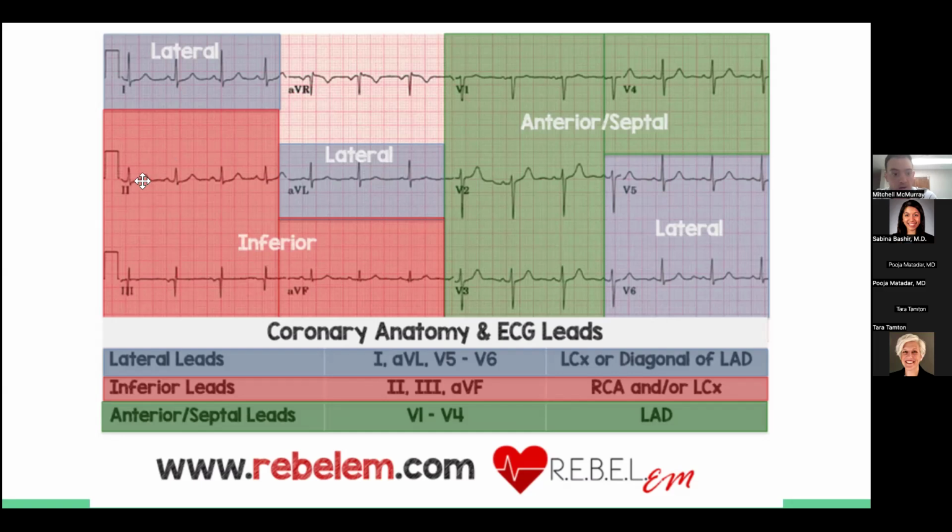Over here, leads 2, 3, and AVF are the inferior leads. Technically, they're served mostly by the right coronary artery and sometimes the left circumflex. The lateral leads are leads 1, AVL, V5, and V6. So that's the left circumflex vessel of the heart. These are all the anatomical regions of the heart. So if you have elevation in lead 2, you would expect to have elevation in lead 3 and AVF as well, because they're all being served by the same vessel.